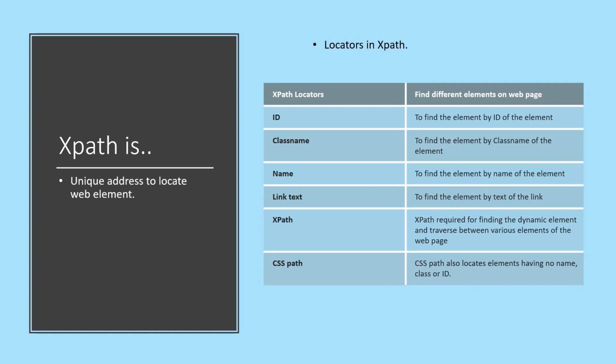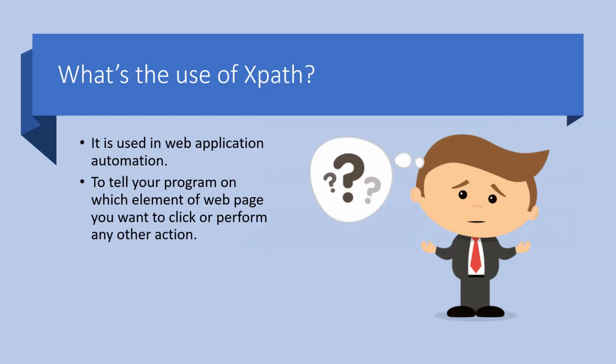This video is about how to create our own XPath to locate that web element uniquely. It means when we type the XPath, it will refer only to that element, not anything else. So we'll see how to create dynamic XPath.